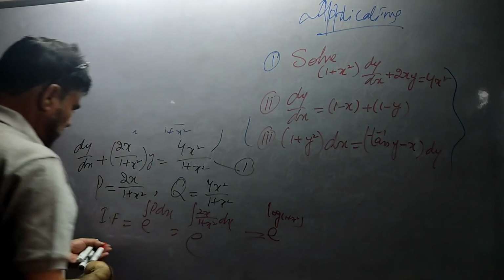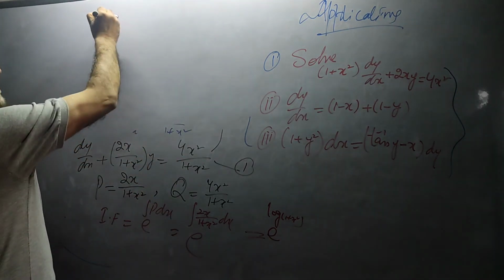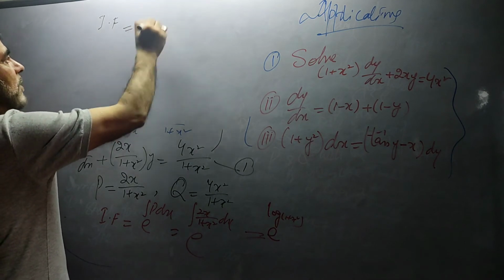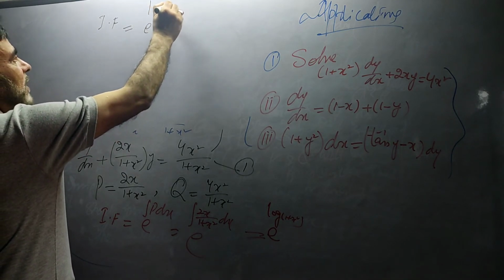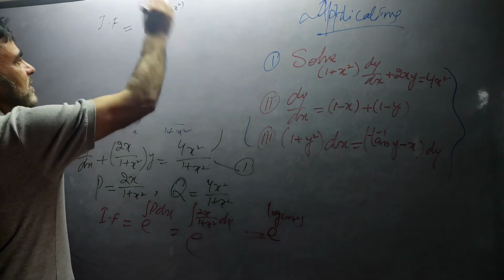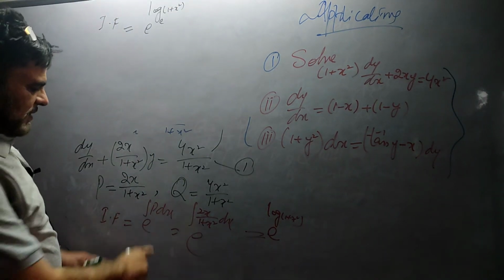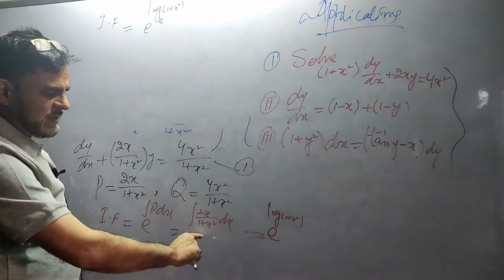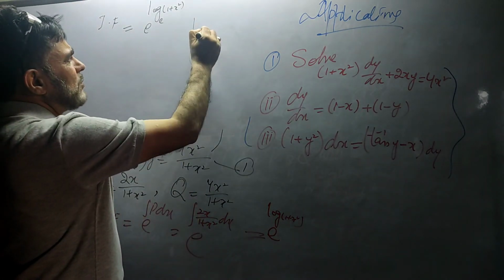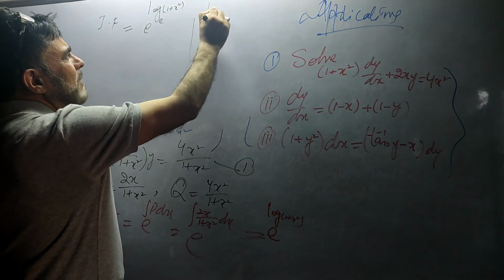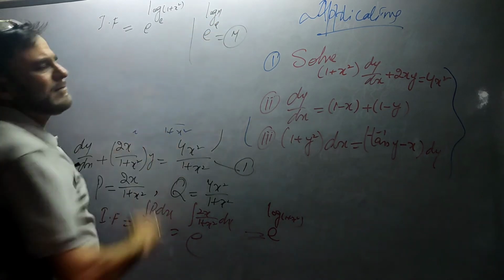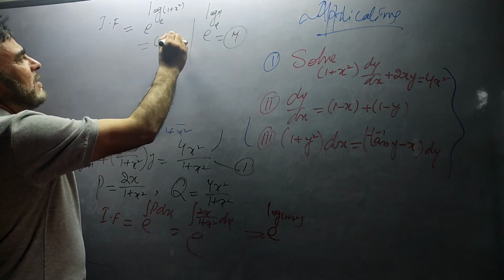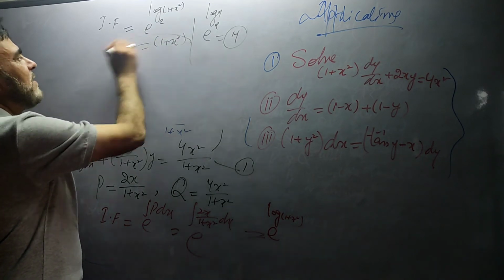My integrating factor comes out to be e raised to the power log of 1 plus x square, actually to the base e. Do you follow? When the integral is f dash by f x, it is log of the denominator, which is 1 plus x square. Now here you have a formula: if you have e raised to the power log of m to the base e, it is nothing but m. So e raised to the power log of 1 plus x square is 1 plus x square. It is your integrating factor.